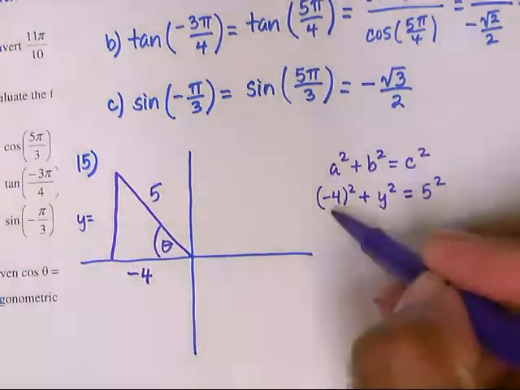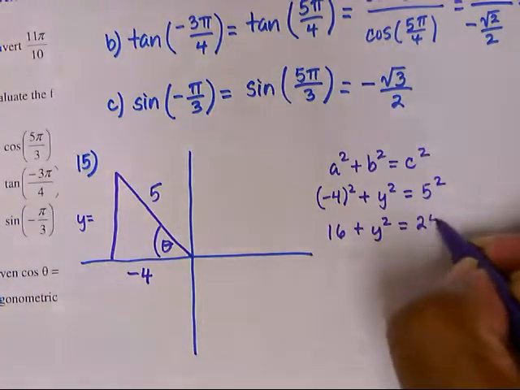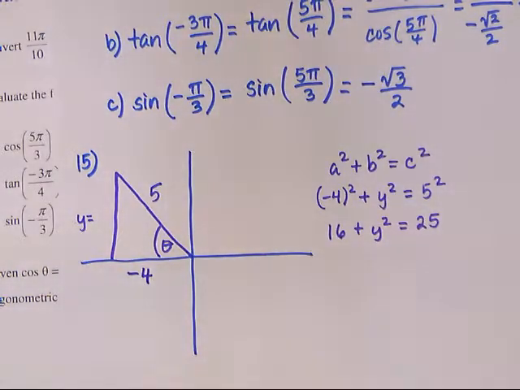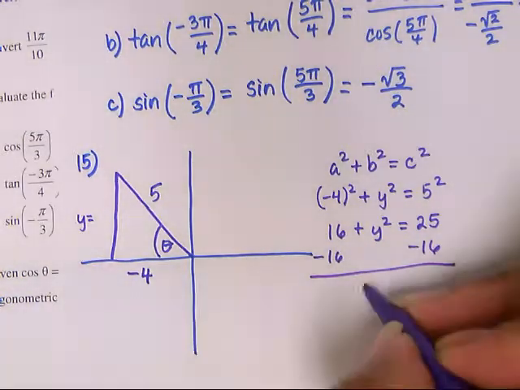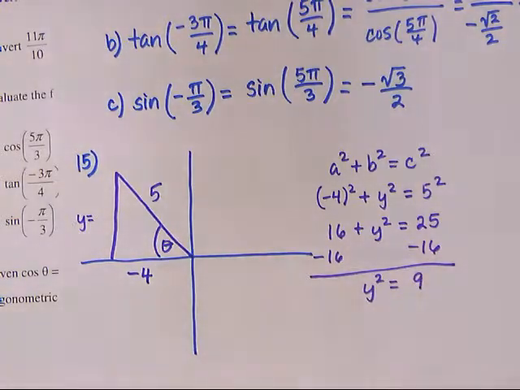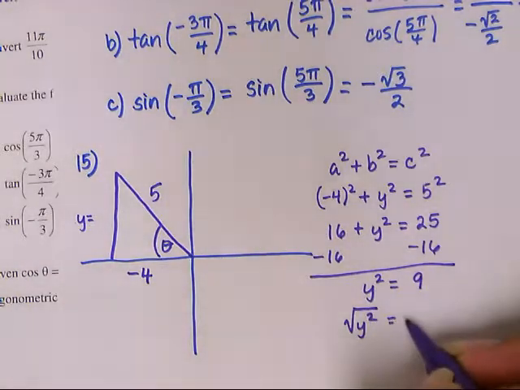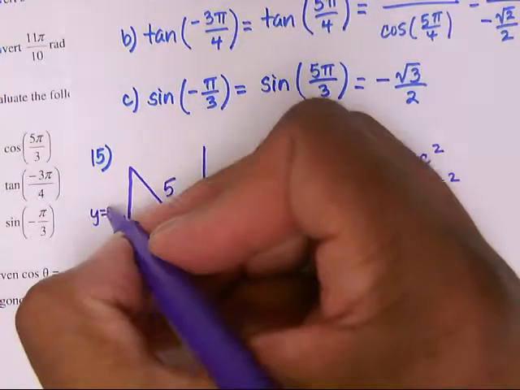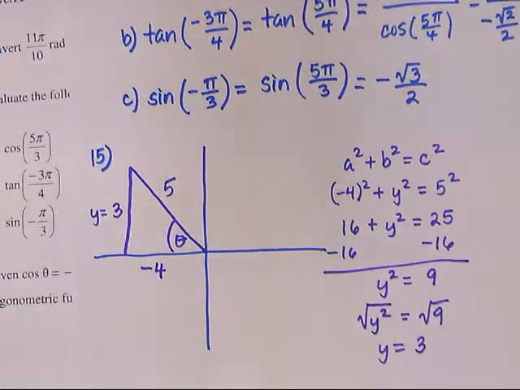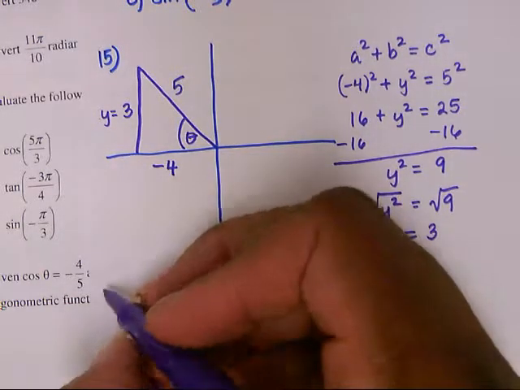Then if I simplify this, negative 4 squared would be positive 16, plus y squared is equal to 25. And then to get the y squared by itself, we'll subtract 16 on both sides. That's going to give me y squared is equal to 9. And then if I take the square root on both sides, the y will be equal to 3. So that's going to be the length of this side right here. Now from that, I can find the remaining 5 trig functions here.